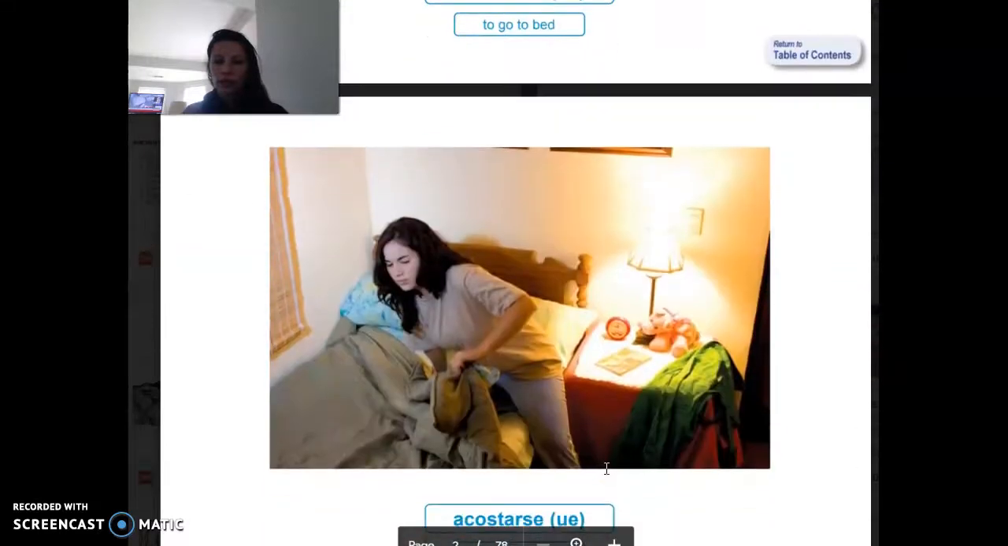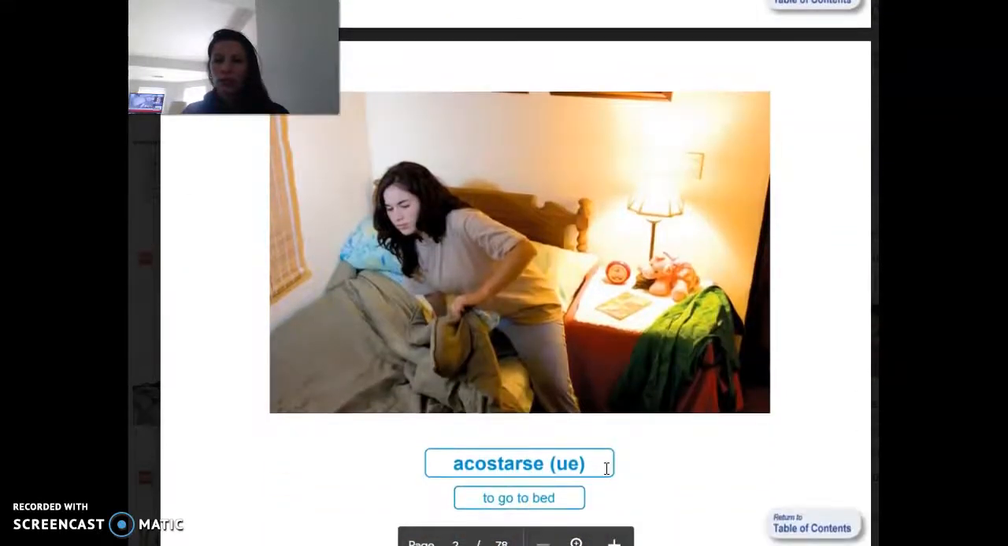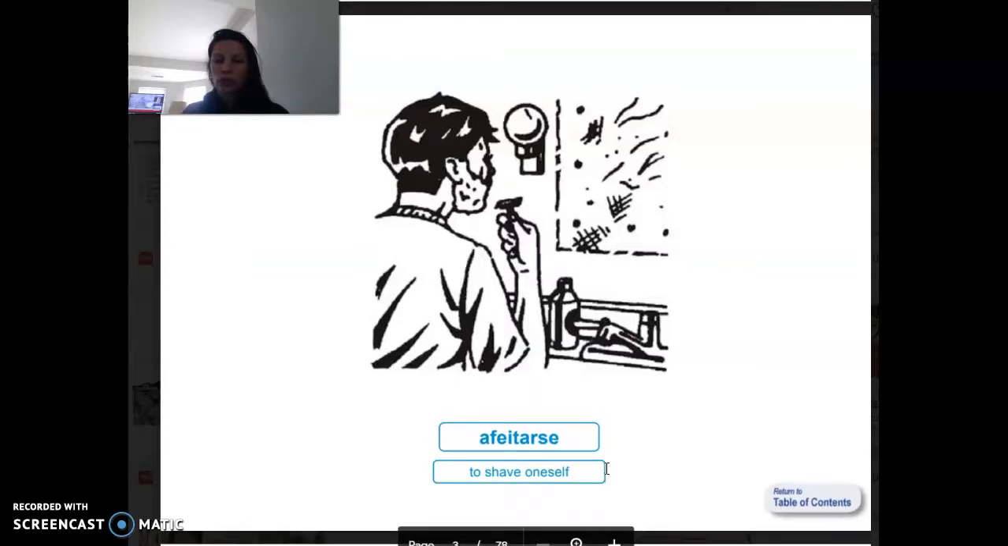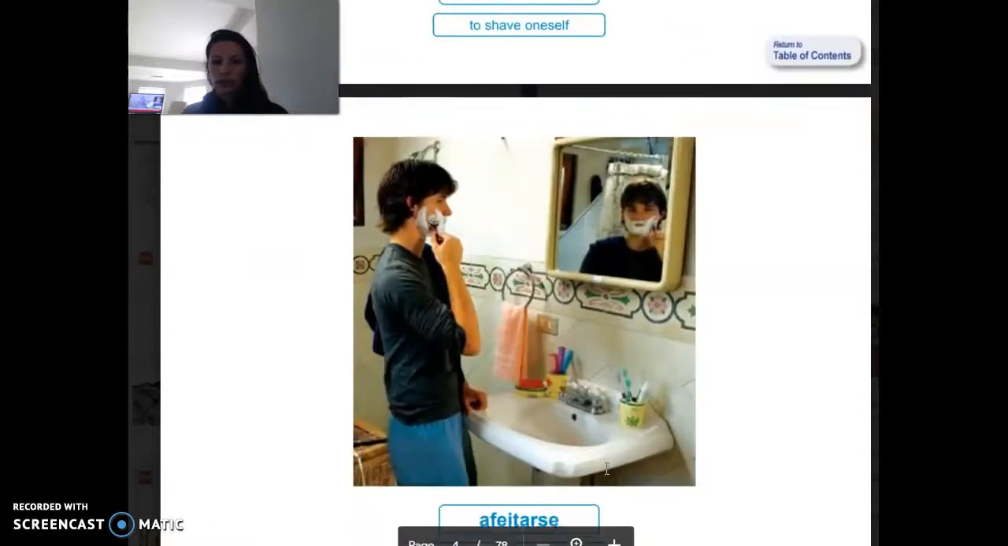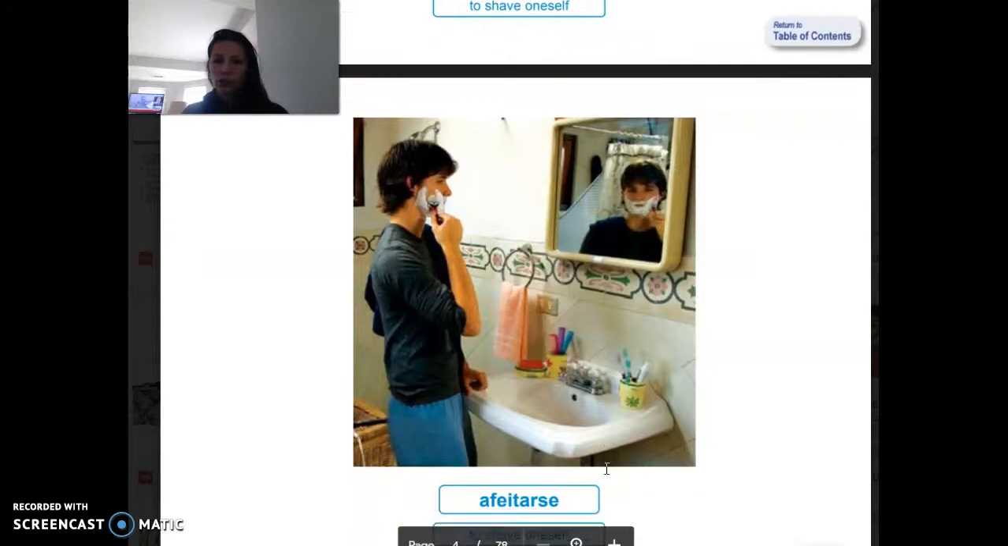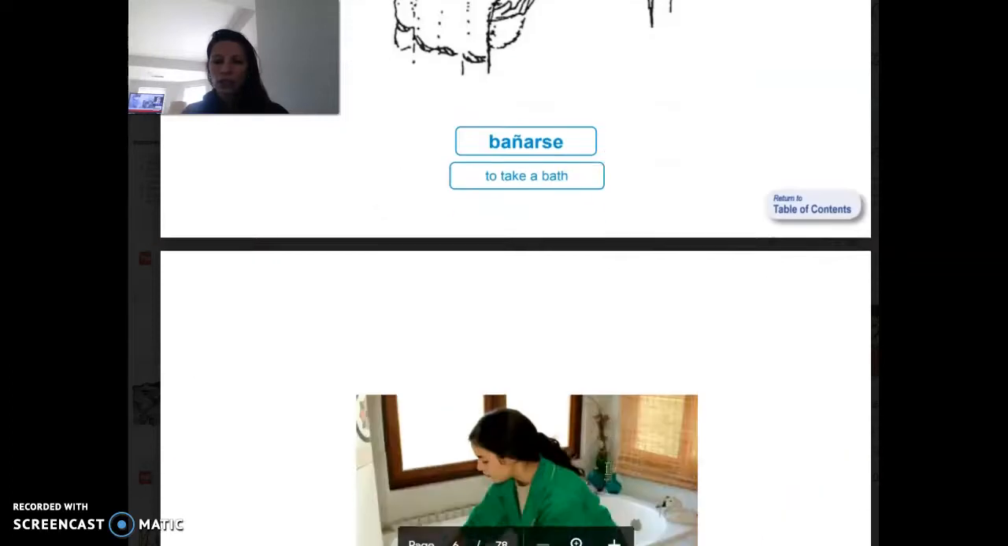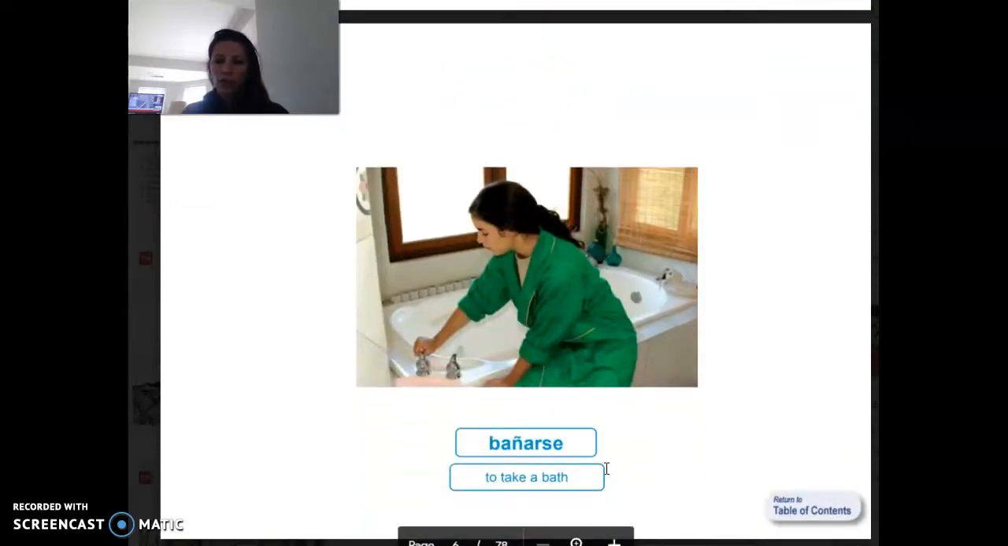Acostarse. Tenemos afeitarse, to shave oneself. Afeitarse, to shave oneself. Bañarse, to take a bath.